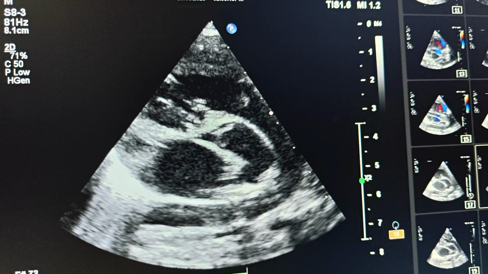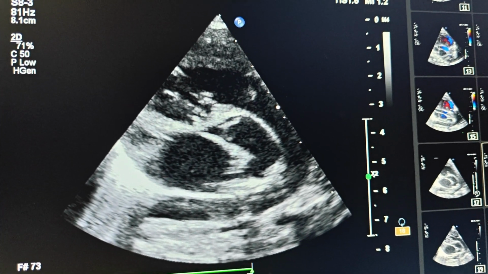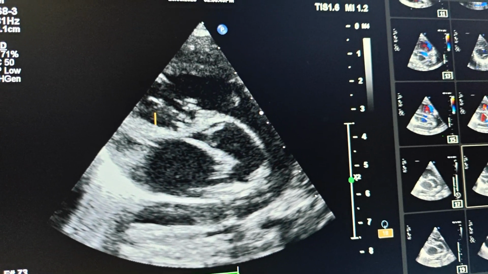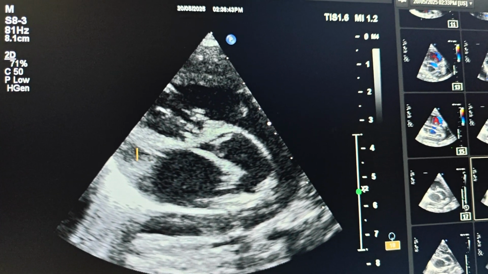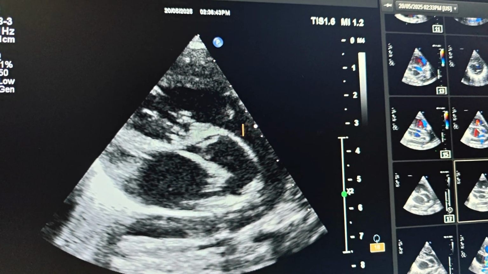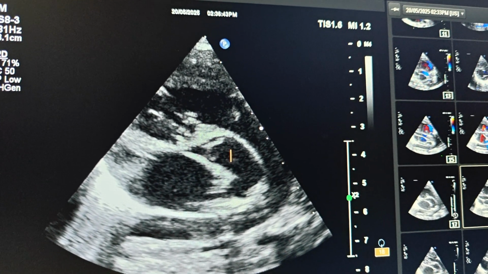This is the case of D-transposition of great arteries. In this parasternal long axis view, the first structure is the left atrium. This is the left ventricle, this is the right ventricle. From the right ventricle, this is the aorta. From the left ventricle, this is the pulmonary artery.